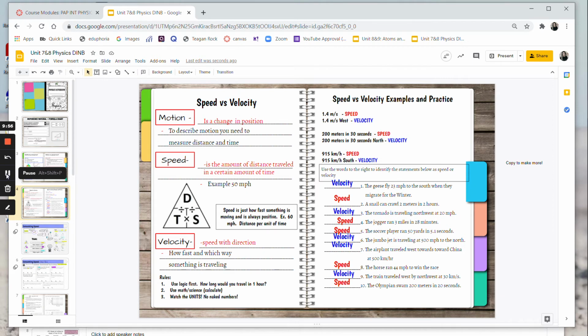Okay, check your answers with my answers. Where I put speed, that is a speed. And where I put velocity, it should be a velocity. Always to check yourself, make sure that your velocity has a direction.